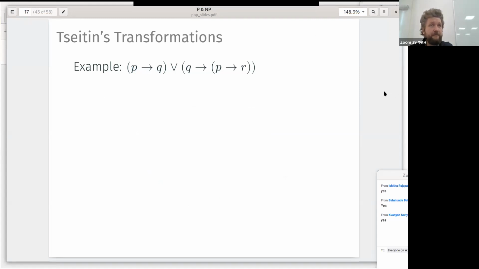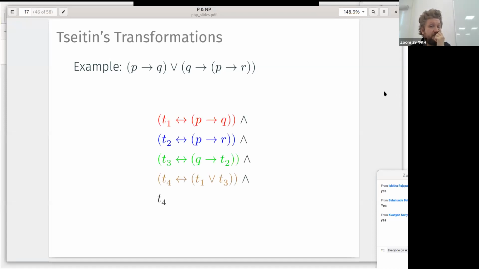But just for example, we will rewrite it into an equisatisfiable CNF. Not only CNF, but 3CNF. How should we do that? Well, this is how it's written. The colors will be useful for us in the future.